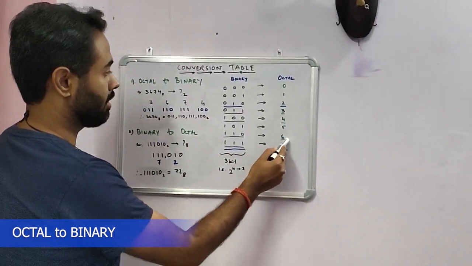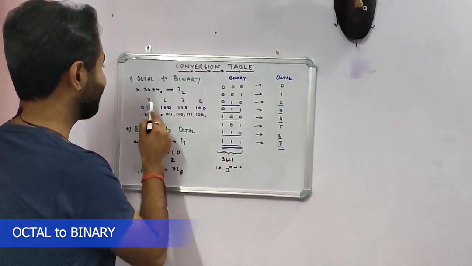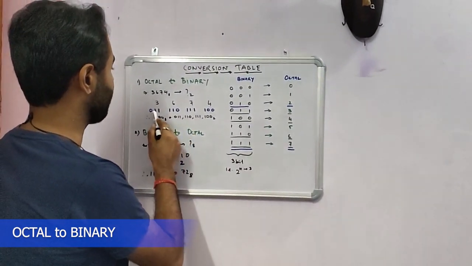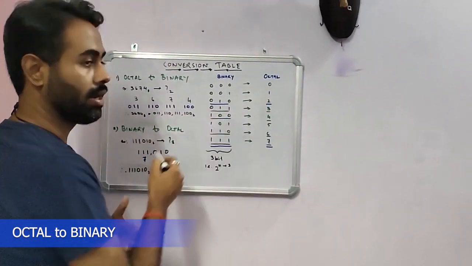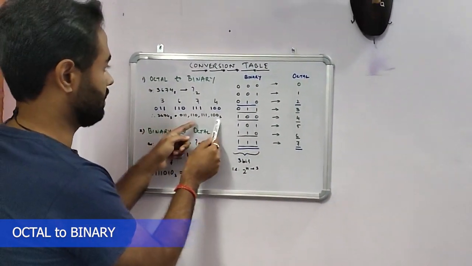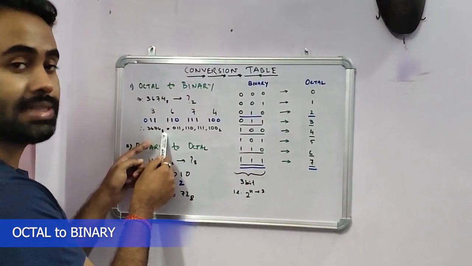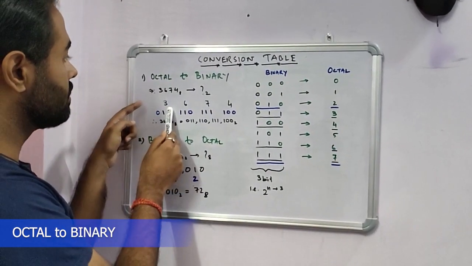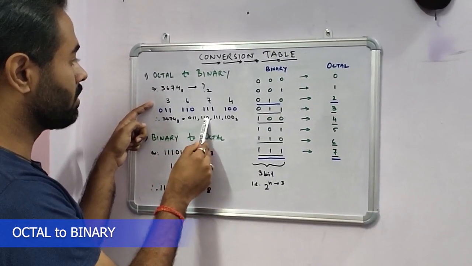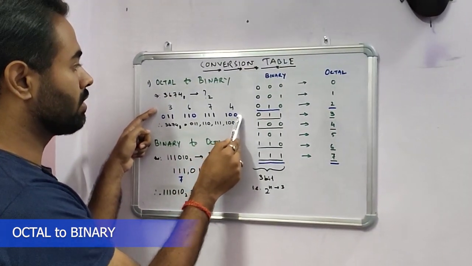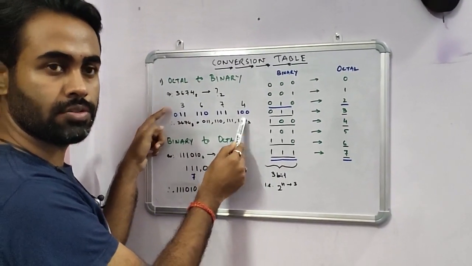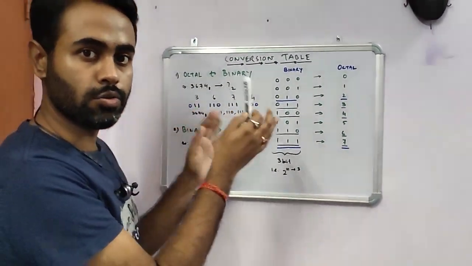For 6, we have the binary value 110. For 3, we have the corresponding binary value 011. And then we arrange it. So therefore 3674 base 8 is equivalent to 011 110 111 100 base 2. So this is how we convert octal to binary.